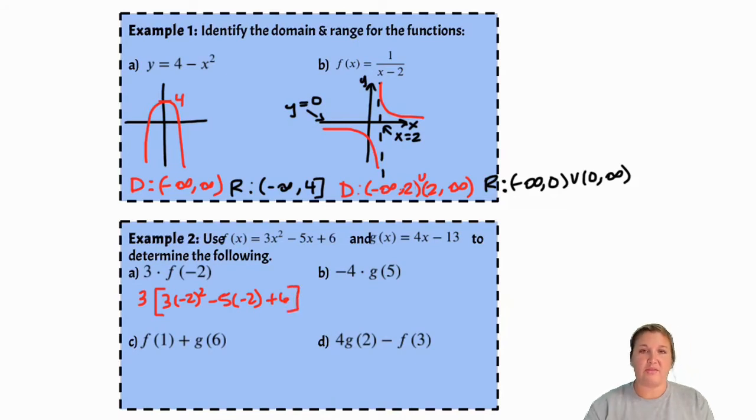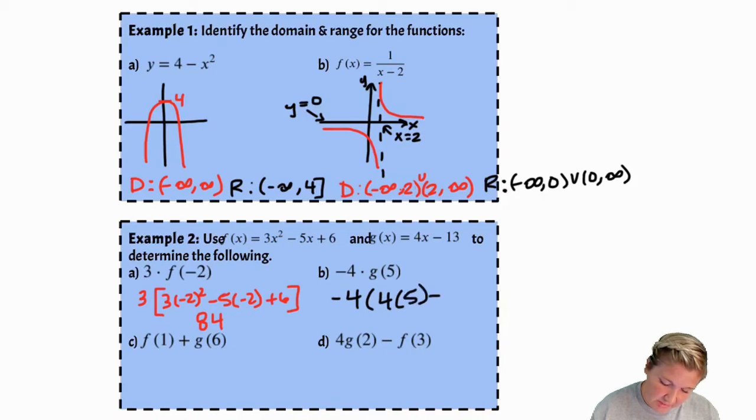So then plugging that straight into your calculator, you don't have to necessarily use the brackets there, that's just if you want to. So that's going to be 84. And then I'm going to do the same thing on this side. I'm going to have -4 times 4 times 5 minus 13. So that's going to be -28.